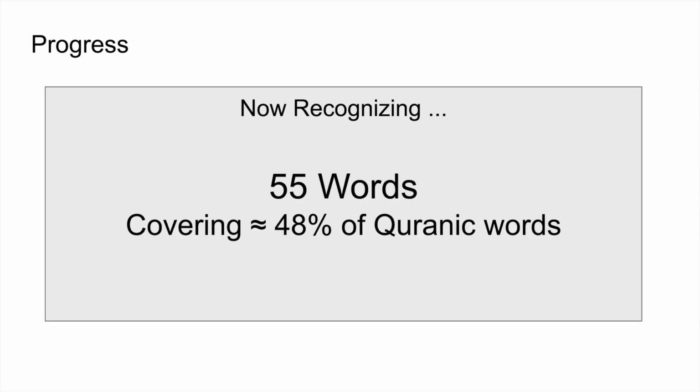You are now recognizing 55 words. Together, they cover about 48% of Quranic words. That is a major step forward. This progress comes through steady exposure, not memorization. As these words continue to appear, you are not only recognizing vocabulary, you are beginning to recognize the message. We will continue building on this foundation in the next lesson.